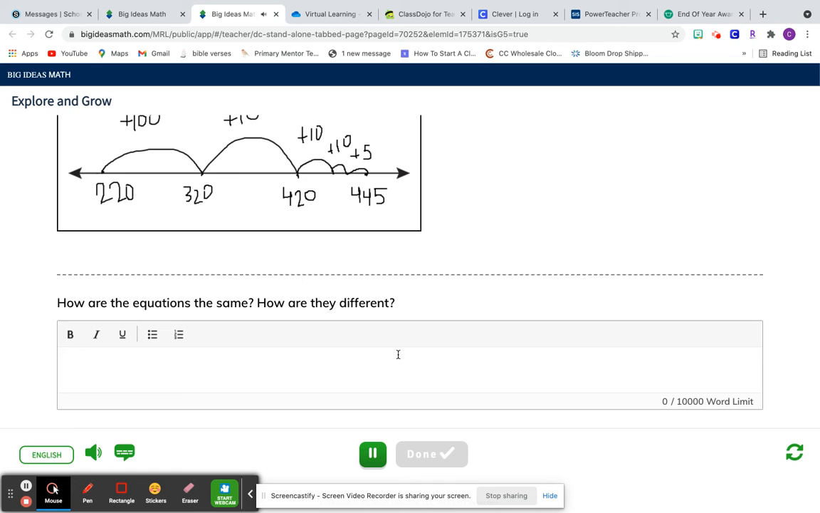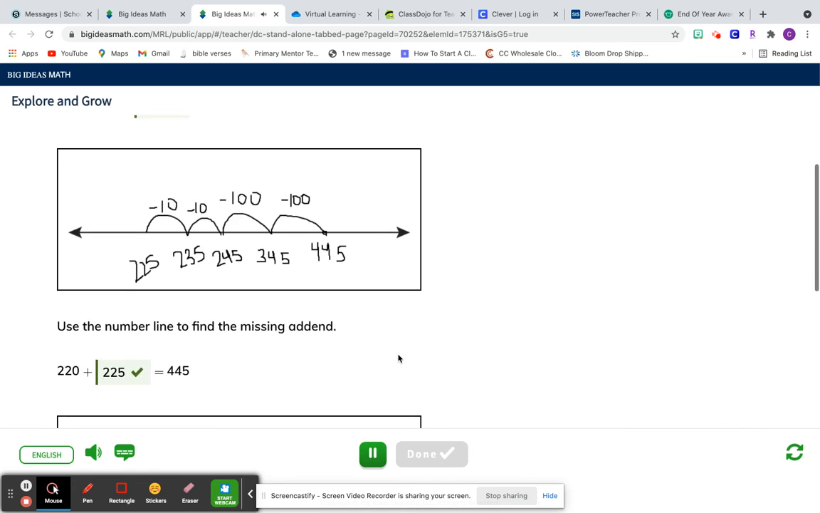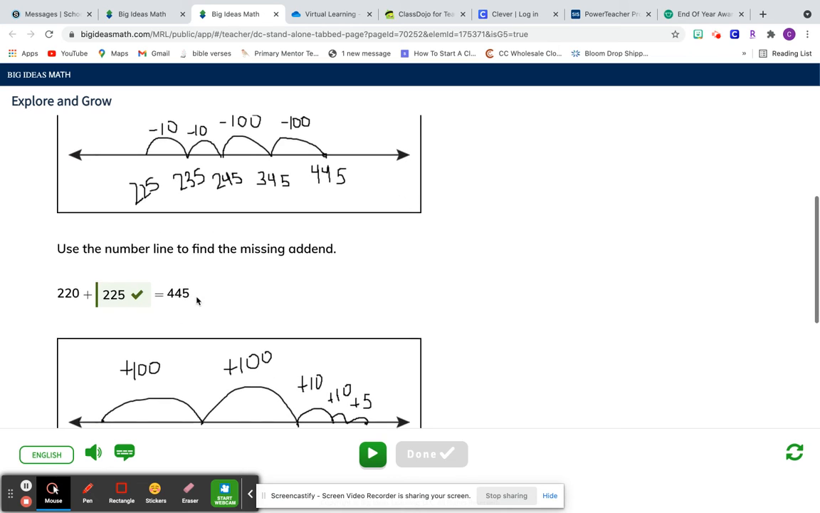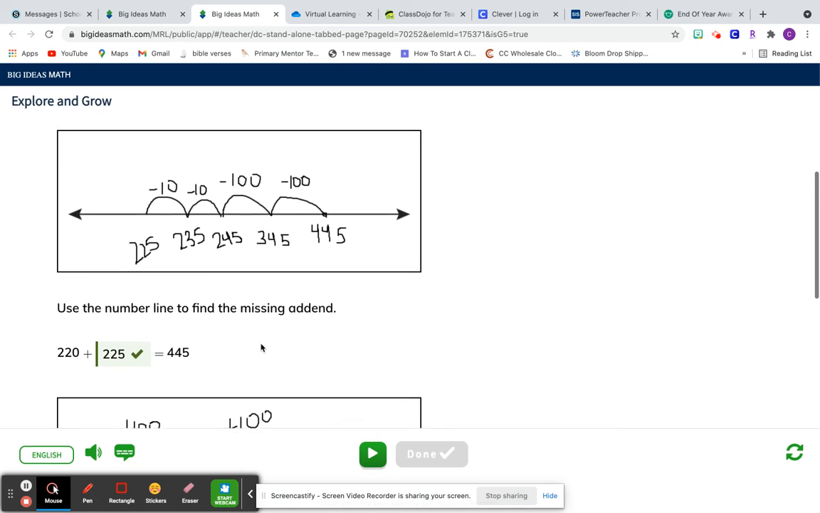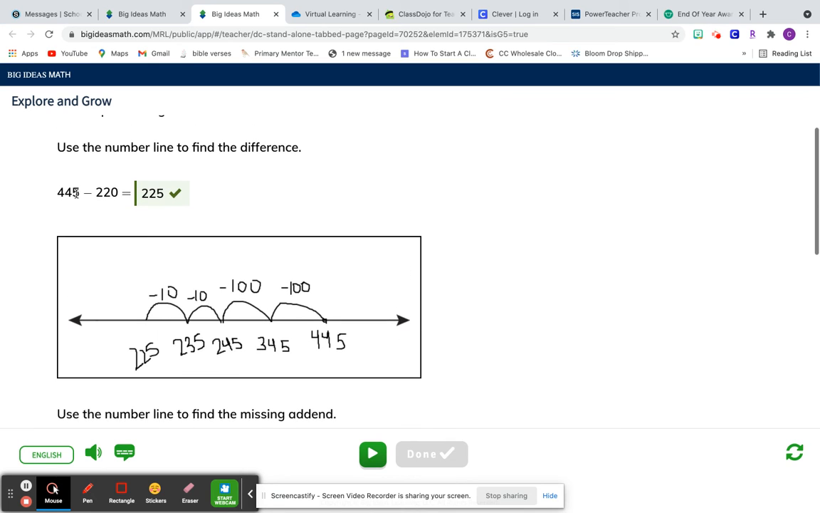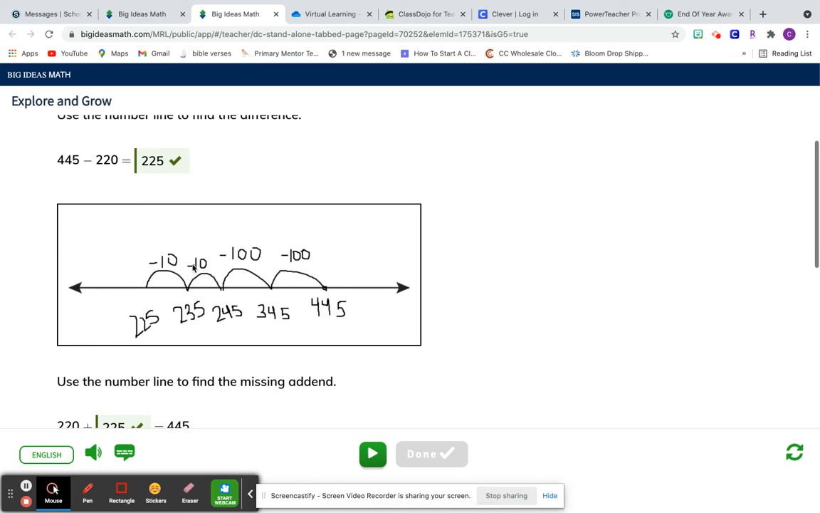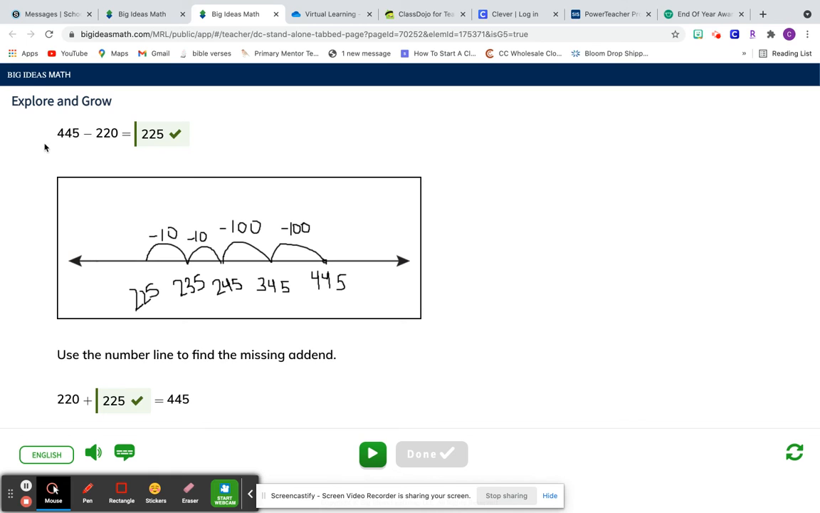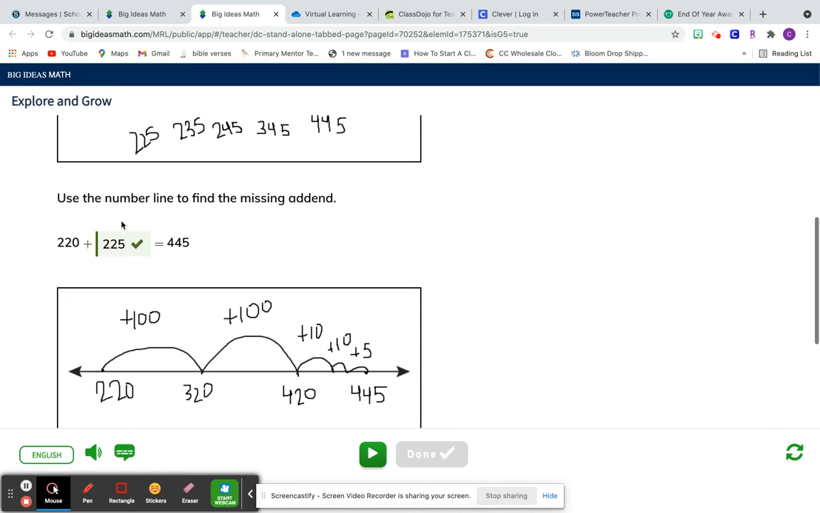How are the equations the same? How are they different? So notice we used the same numbers. This one we subtracted, and this one we used addition on the number line. And we had an addend and the sum, or the two addends for this, the two numbers you're subtracting for this one, and then this one you had the two addends and the sum.